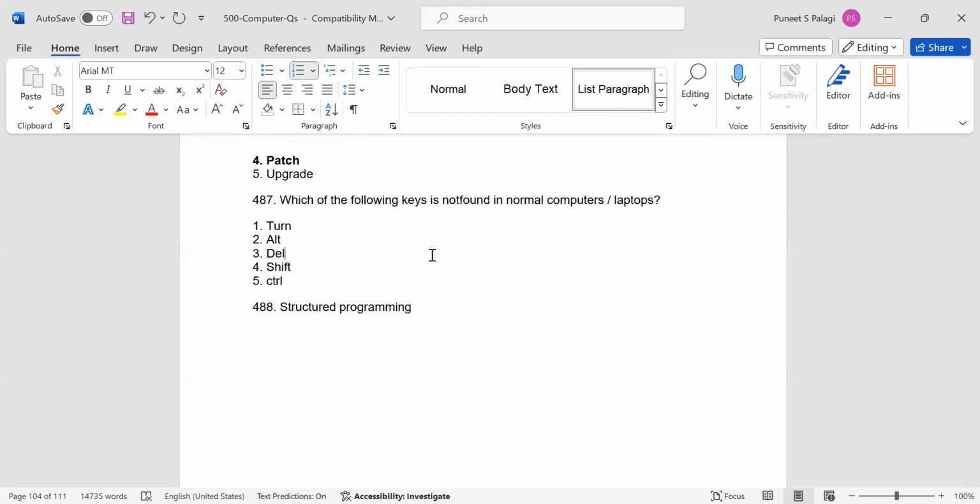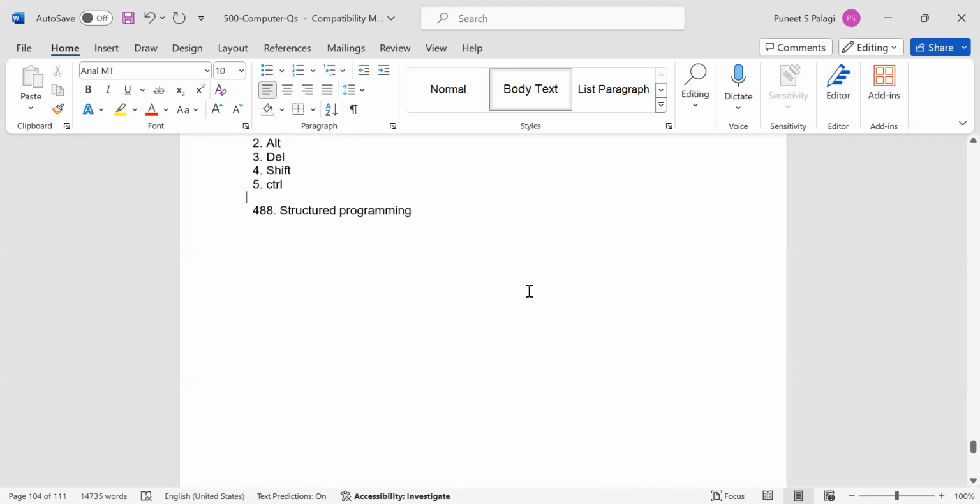Which of the following keys is not found on normal computers? Turn, Alt, Delete, Shift, Control. It is Turn. Structured programming.